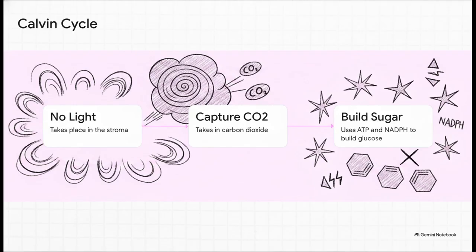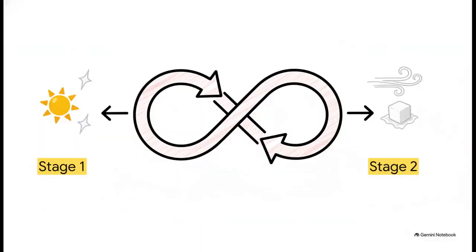How cool is that? The really crucial takeaway here is how perfectly these two stages connect. Stage 1, the light-dependent phase, needs light, makes energy, and releases oxygen. Stage 2, the Calvin cycle, uses that exact energy, fixes the carbon dioxide, and makes the glucose. Neither stage can run for very long without the other. It's just this beautifully designed, endless loop of cellular manufacturing.